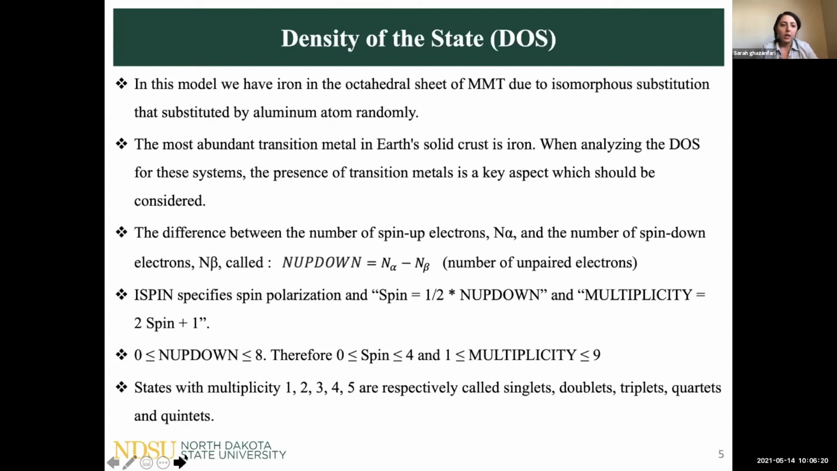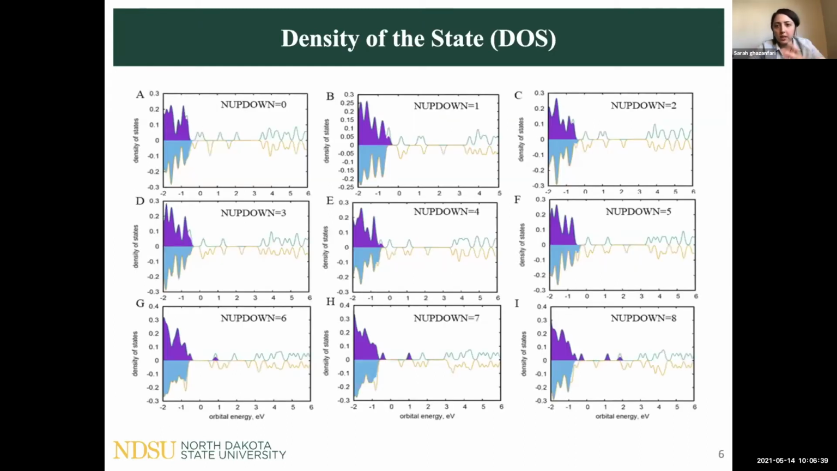In this model, I plotted the density of states for the whole model, as n up down varies between 0 to 8, and therefore the spin varies between 0 to 4, and the multiplicity varies between 1 to 9. As you can see in the picture, there are different density of states plots for the whole system, as the n up down, or number of unpaired electrons, varies between 0 to 8. And you can see the ranges for the band gap and the energy level for the whole system.